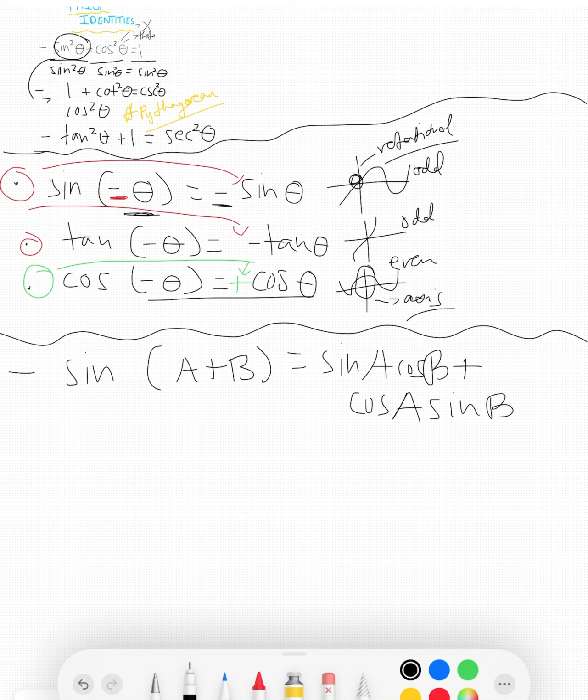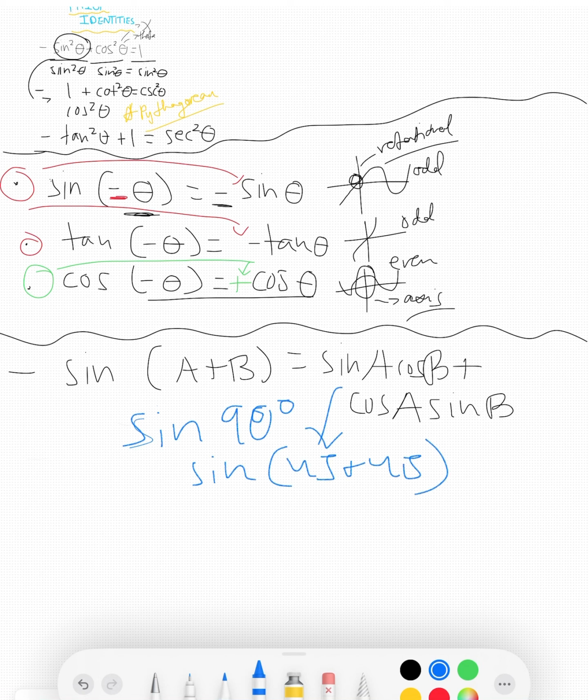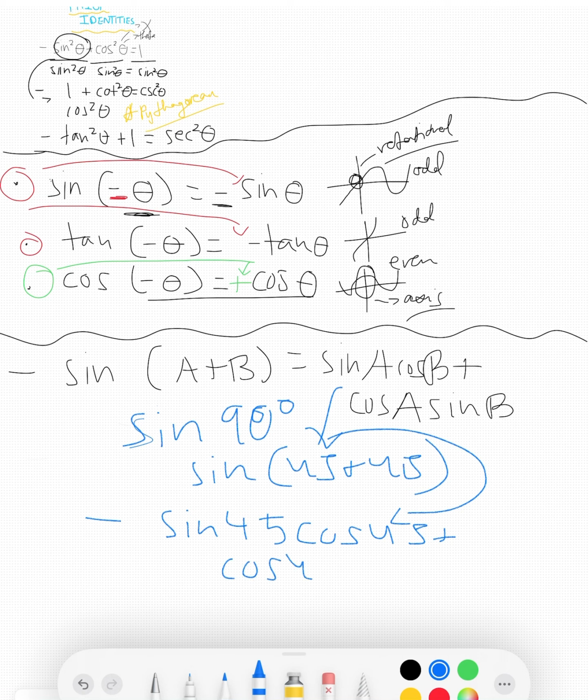Let's see how we would apply this to a real problem. You might be a little confused, but it's very simple. Let's say the problem says sine of 90. Another way to write this is sine of 45 plus 45. Looking at this formula, it'll look like this: sine 45 cosine 45 plus cosine 45 sine 45, because this is A and this is B.